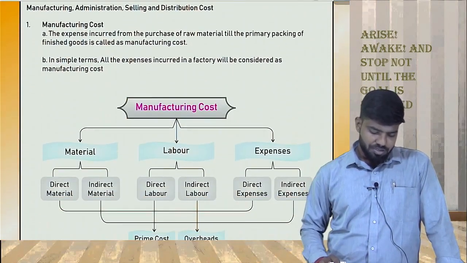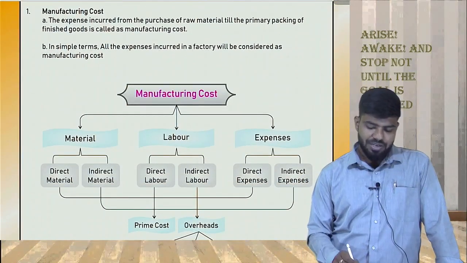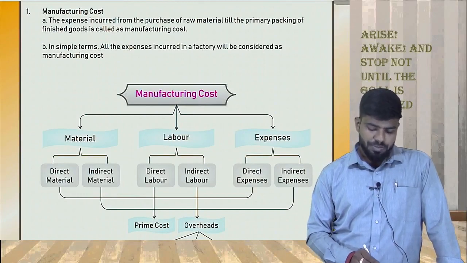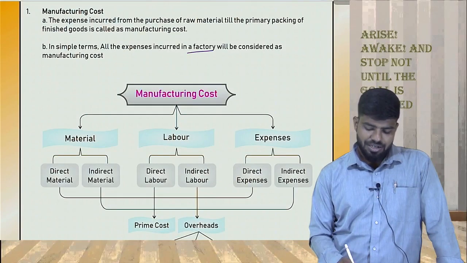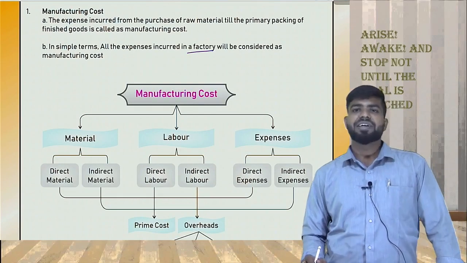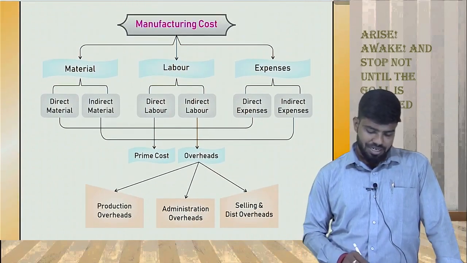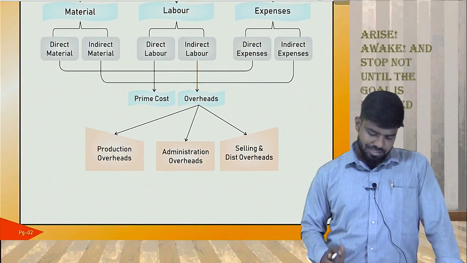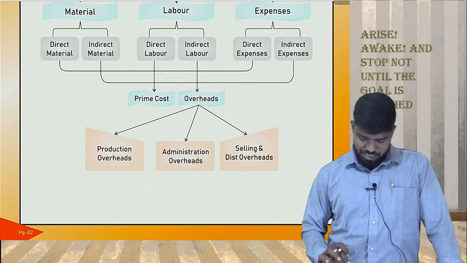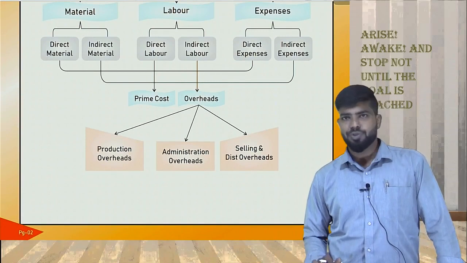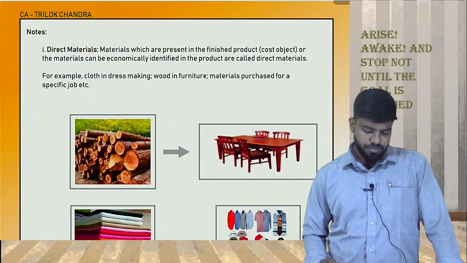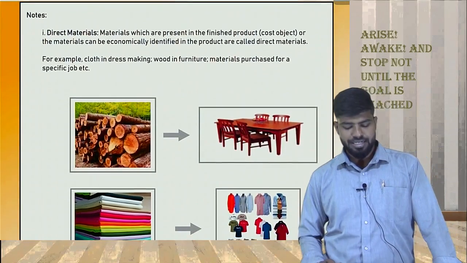See, the expense incurred from the purchase of raw material till the primary packing of finished goods is called manufacturing cost. In simple terms, all expenses incurred in a factory will be considered as manufacturing cost. Okay. Now, manufacturing cost: material, labor, expenses, direct material, indirect material, direct labor, direct expense, indirect expense, prime cost, overheads. Overheads are again divided into three: production overheads, administration overheads, selling and distribution overheads. Okay. Now, direct material. Let us understand direct material.